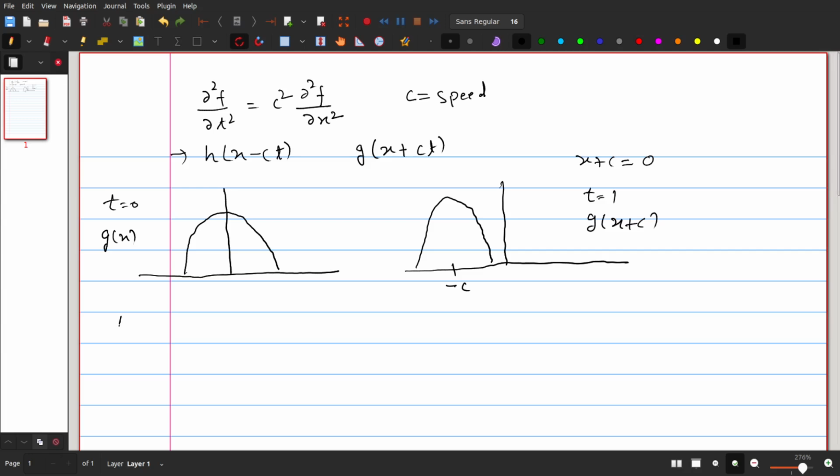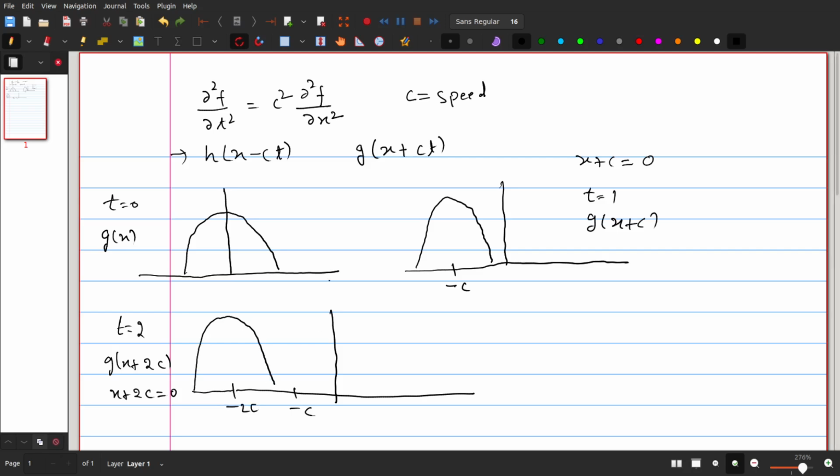Similarly, if we take t equal to 2, then our function will be g(x + 2c), and it will be localized at x + 2c equal to 0, which gives x equal to minus 2c. So we have minus c, minus 2c, and the shape of this function will be something like this. So this function is moving to the left. So this is called a left moving function.